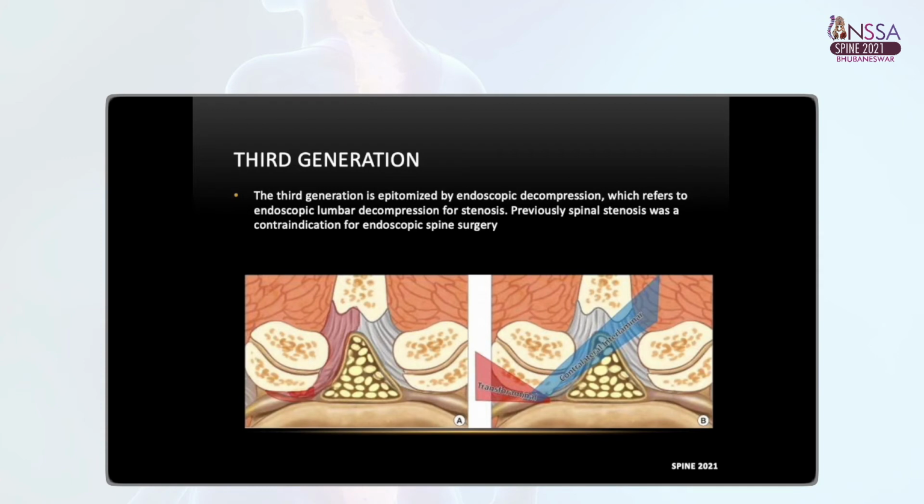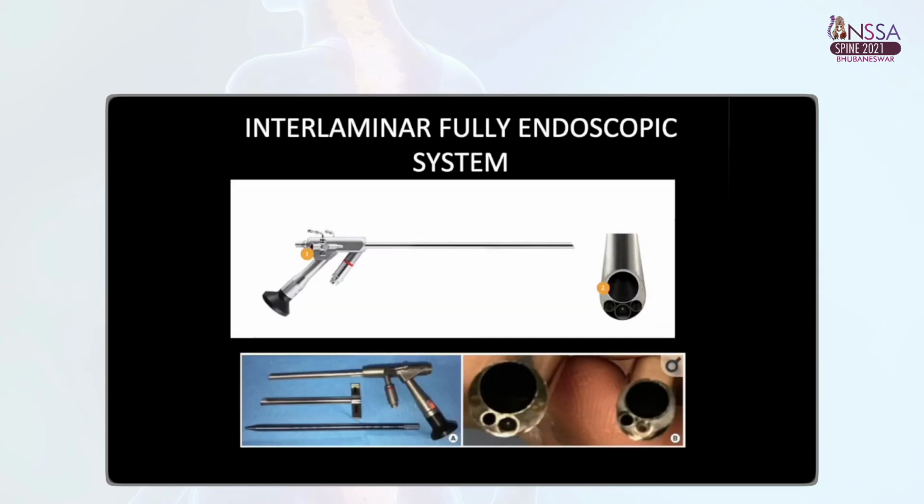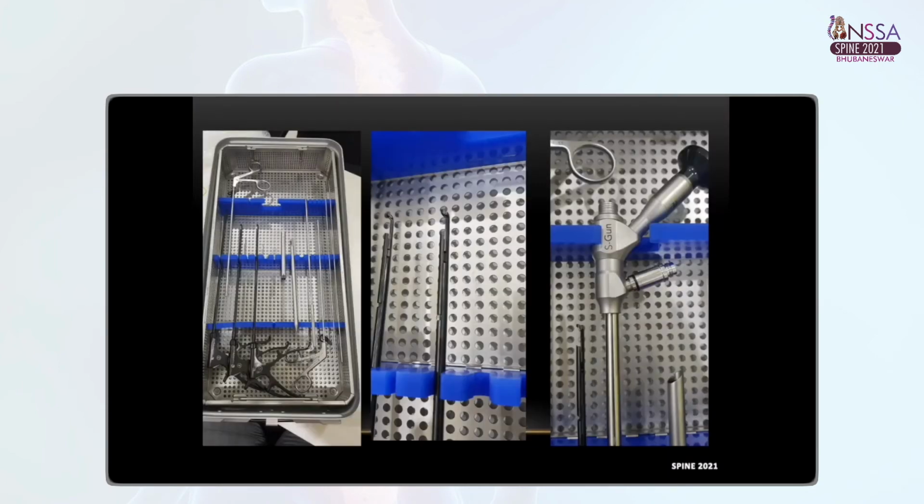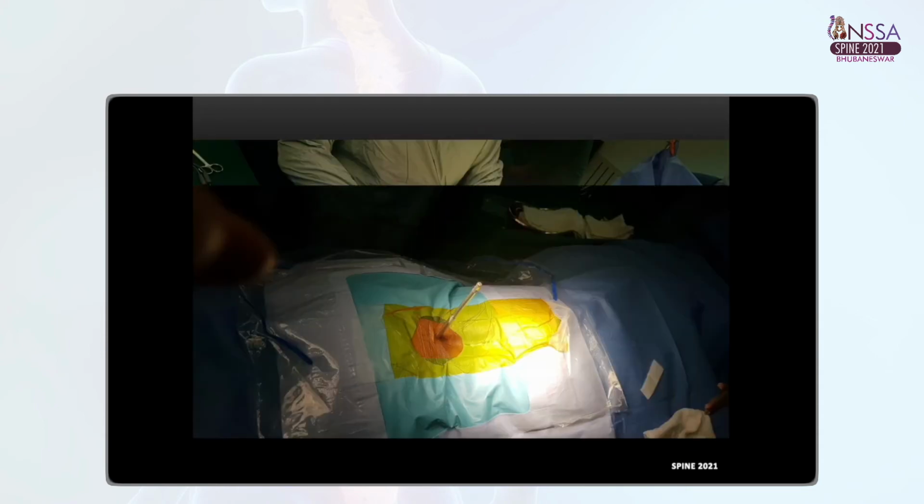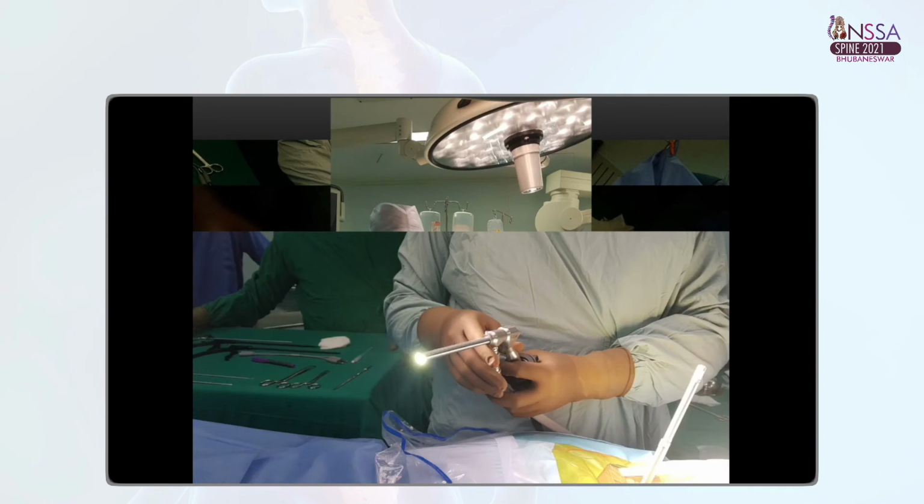The third generation is much more advanced and used for lumbar canal stenosis. Look at this interlaminar fully endoscopic system. These are the typical set of instruments. Hardly 6 or 7 instruments are used for this. Normal Kerrison punches. This is a typical operative setup.